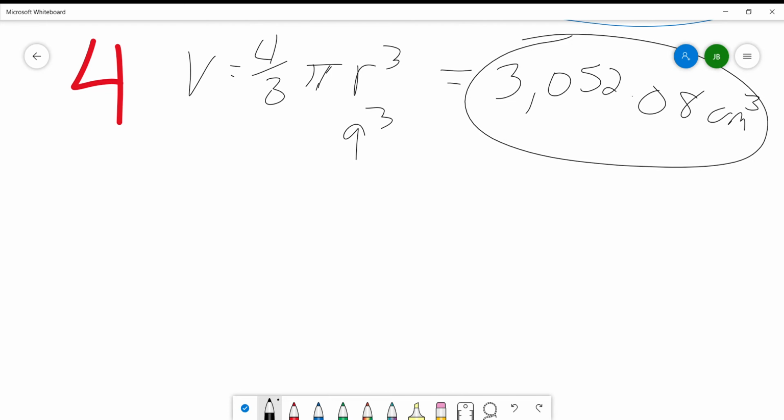Next, we're dealing with the surface area. The surface area is the same as a circle, pi r squared, except it's 4 times as big. Take the area of the circle, put a 4 in front of it, and you're golden. So again, the radius is 9, 9 squared is 81, 81 times pi times 4 on my calculator.